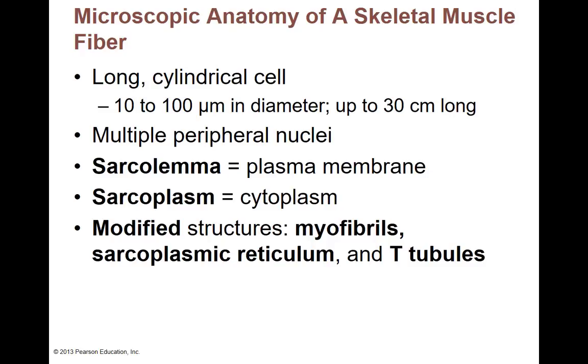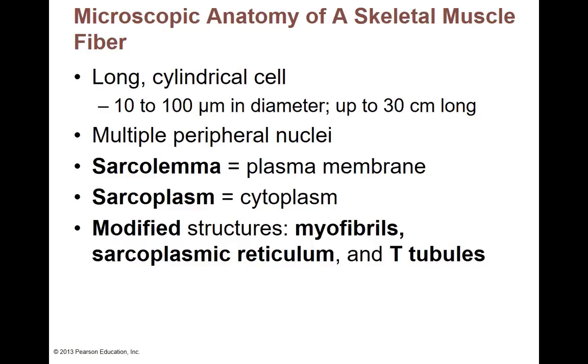And because they are so long and they have to do so much, they have lots and lots of nuclei. We don't want one nucleus on a 30 centimeter long muscle trying to figure out what's going on. So we've got lots of them along the entire muscle, and they all like to hang out on the edges. That's the peripheral part.